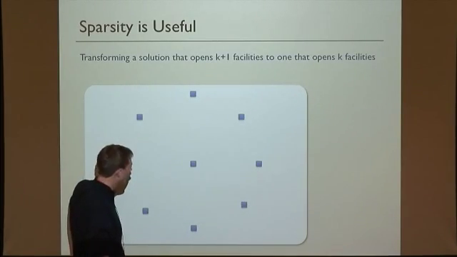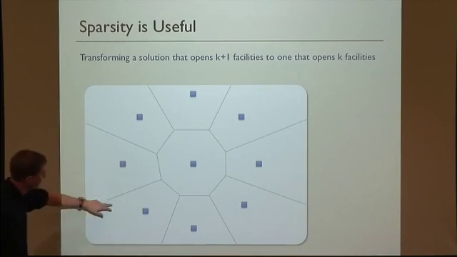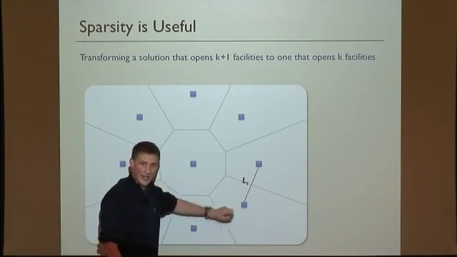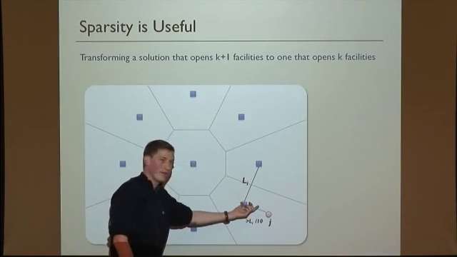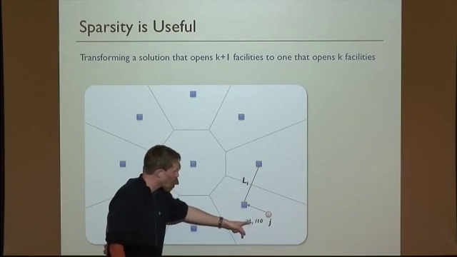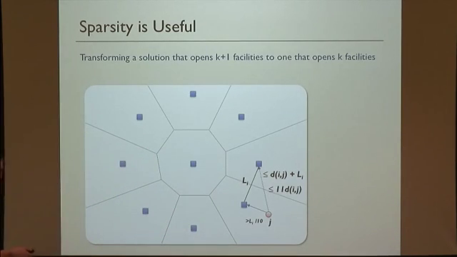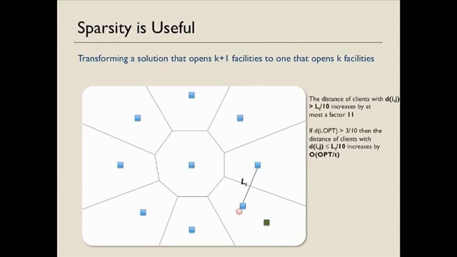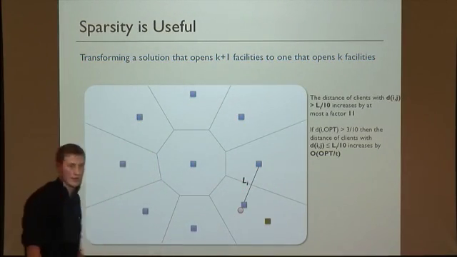If I have a solution, it naturally partitions my space into a Voronoi diagram, right? So all the clients in this one will be connected here and so on. Now let's look at what happens if I remove facility i. If this client is far away from the facility, let's say at least a factor 1 over t times l_i, which is the distance to the other one, then his distance will increase by at most a factor of 1 plus t, just by the triangle inequality. But if he's too close, then since it was a sparse instance, these clients cannot contribute too much by removing this. And that's it.